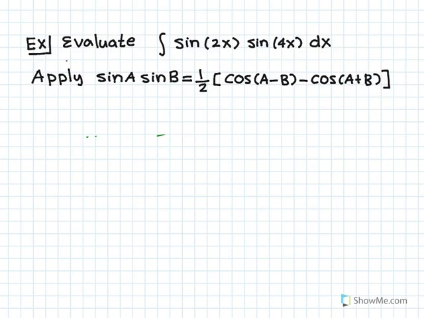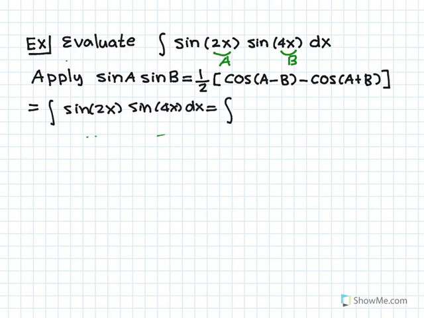Here we have a product of two sine functions. So we're going to apply sine a sine b is equal to 1/2 times cos of a minus b minus cos of a plus b. So like before, a is 2x, and b is equal to 4x. And what we get is the integral of sine of 2x times sine of 4x dx.